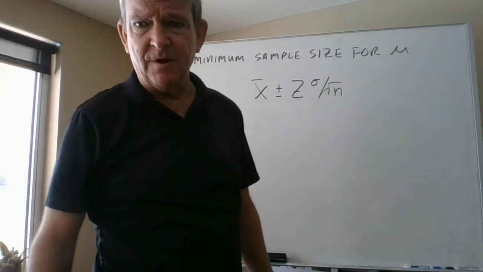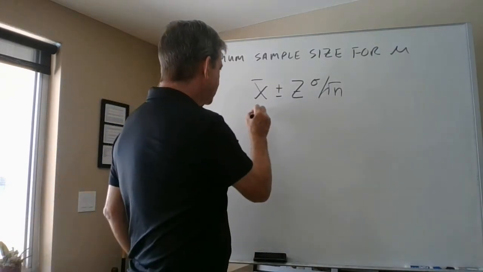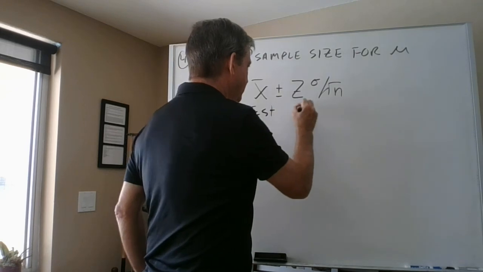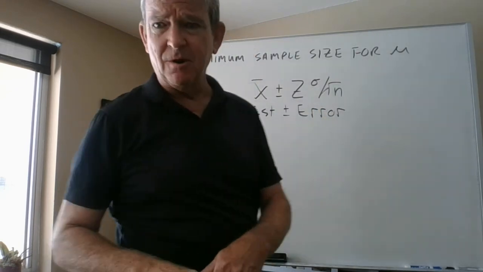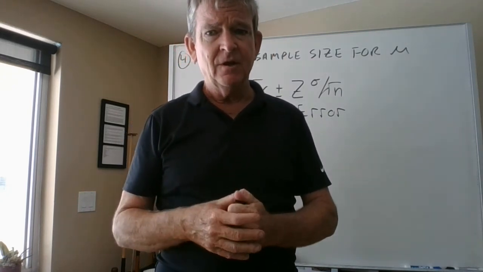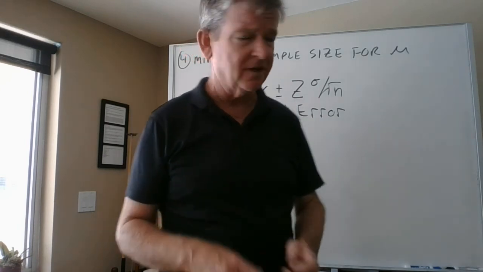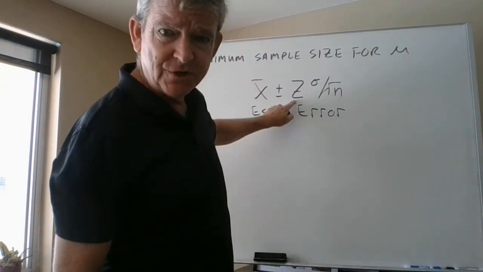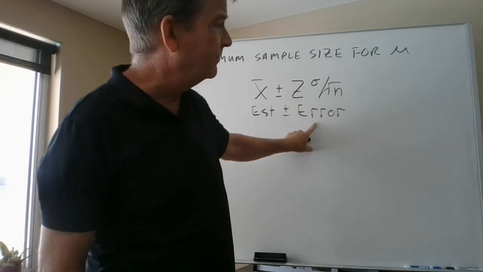There's our formula for number one and the modified version for number two. Remember, X bar is an estimate. Anything that's an estimate, by definition, has error in it. What if you knew how much error you were willing to live with at a particular confidence level? Z represents your confidence level. E represents the amount of error you're willing to live with.